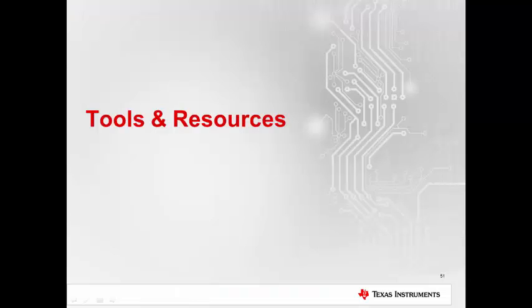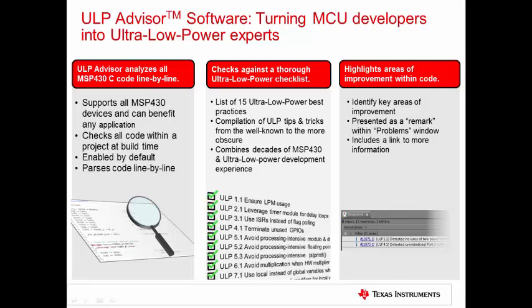The last section of this training discusses some tools and resources available from Texas Instruments to help you optimize the power consumption of your application. ULP Advisor is a tool for guiding developers to write more efficient code which fully utilizes the ultra-low power features of MSP430. This tool checks your code against a very extensive checklist and provides notifications and remarks to highlight the areas that can be optimized. ULP Advisor is included in CCS version 6.